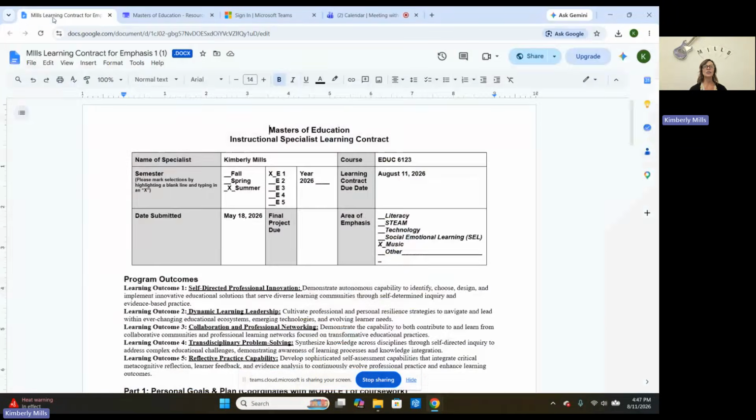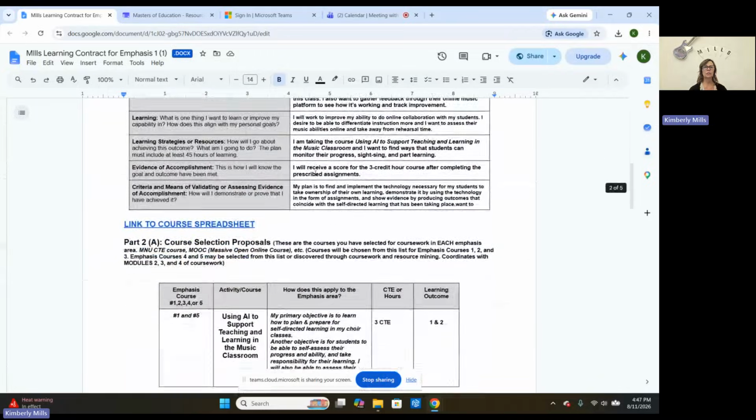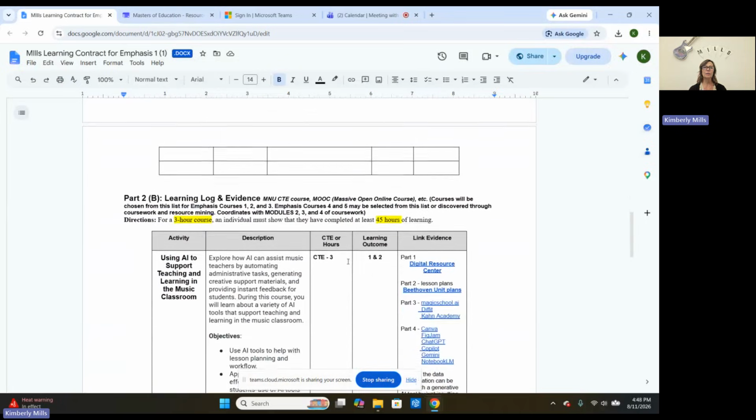So in my learning contract for Emphasis One, I took a course called Using AI to Support Teaching and Learning in the Music Classroom. My primary objective was to learn how to plan and prepare for self-directed learning in these classrooms. And I'm super excited because before this year, I would not have been able to implement these tools. It's just starting this year that our students will be one-to-one with their computers, and so they will have the tools that they need, and I will have the tools that I need to allow them to take part in this type of learning.